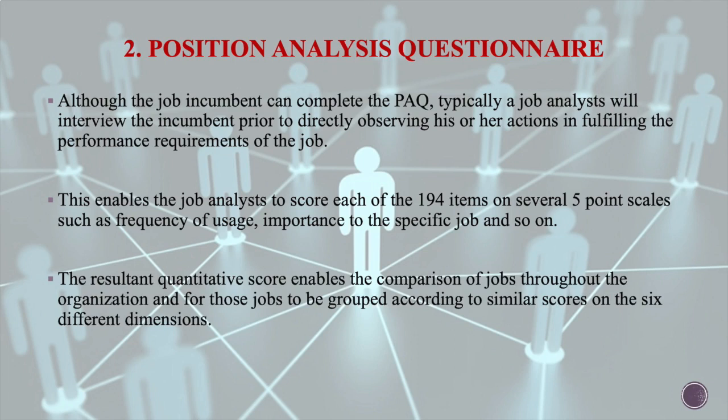The resultant quantitative score enables the comparison of jobs throughout the organization, and those jobs get to be grouped according to similar scores on the 6 different dimensions that we discussed. The third one is called functional job analysis.